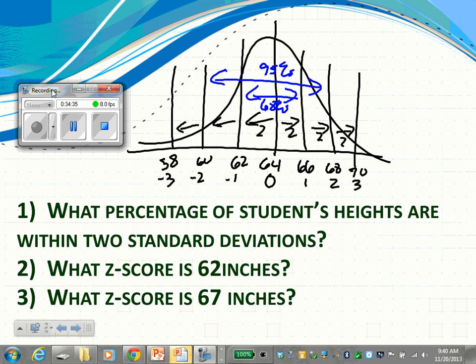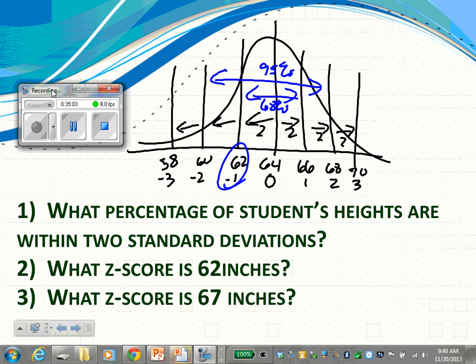99%. Okay? All right. What z-score is associated with a data value of 62? So I have been given the data value in this case, right? So this one's pretty easy. Can we see it with the picture? What z-score is associated with the data value of 62? It's -1. Okay, if you wanted to do the formula, you could.